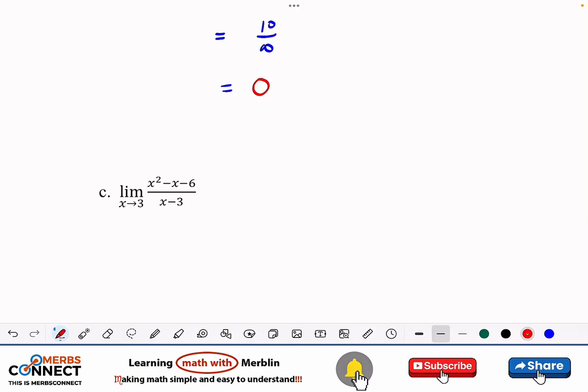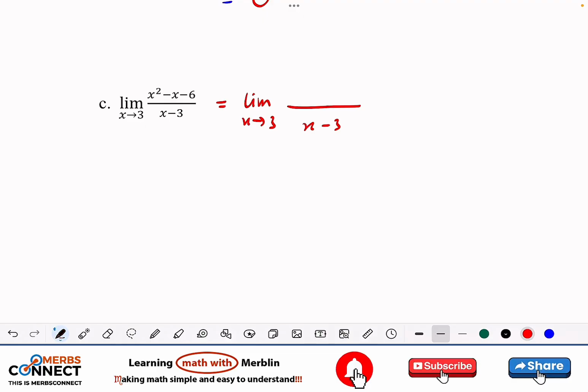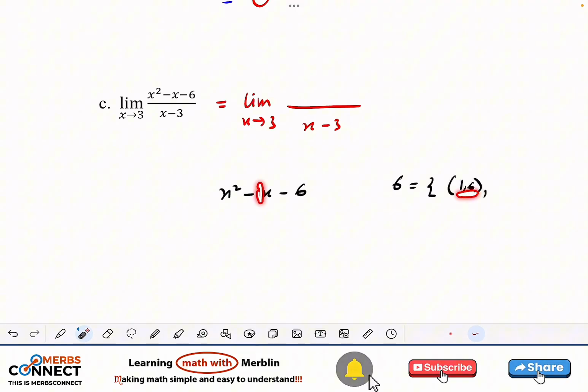So this can be written as limit x is approaching 3, and then we cannot simplify the denominator, so still x minus 3. But let's look at the top if we can simplify that. So x squared minus x minus 6. Now let's look at factors of 6. What times what is going to give us 6? 1 times 6 is going to give us 6. But I asked myself, can I add or subtract these and get 1 or negative 1? No. So I need to think about 2.